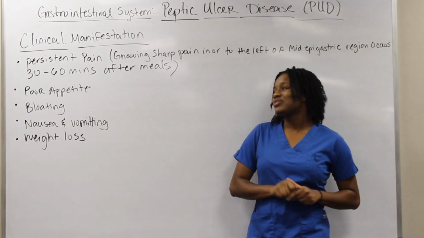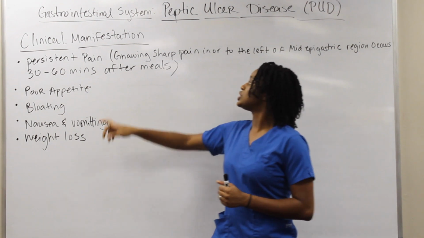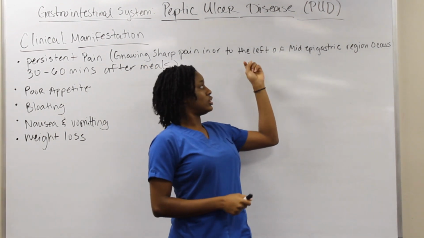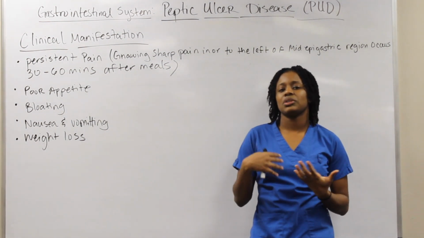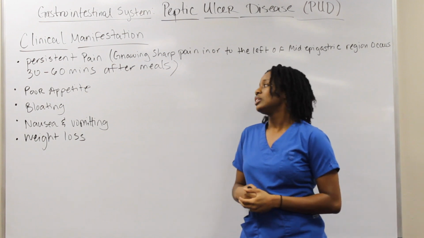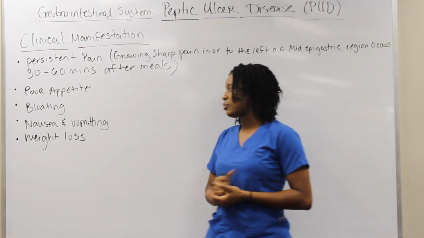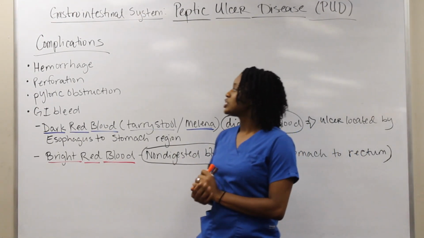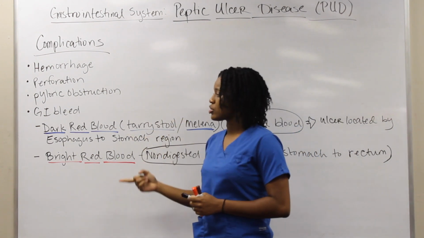All right, clinical manifestations. So we have persistent pain, right, which is that gnawing, sharp pain in or to the left of the mid-epigastric region, which occurs 30 to 60 minutes after meals, okay? Next thing you have is your poor appetite, you have bloating, you have nausea and vomiting, and you also have weight loss. All right, okay. So the complications. The complications are going to be a hemorrhage, you're going to have perforation, pyloric obstruction, or GI bleed.